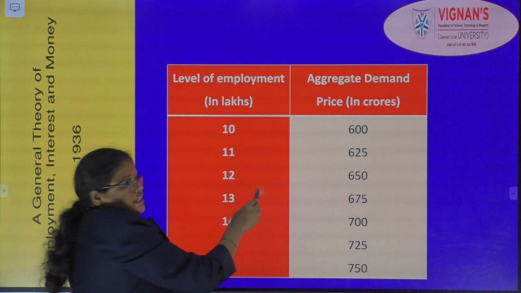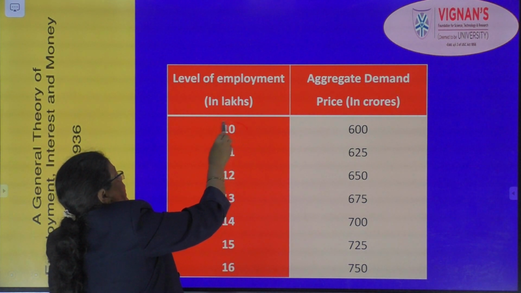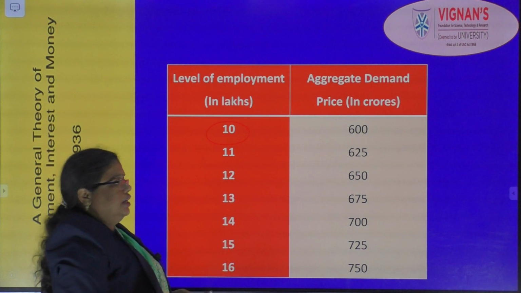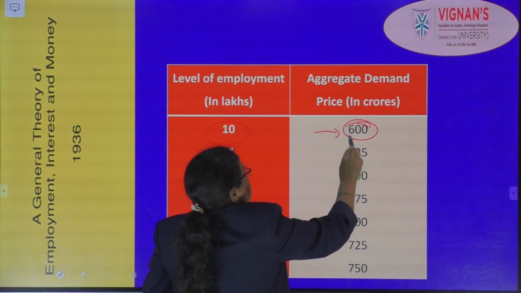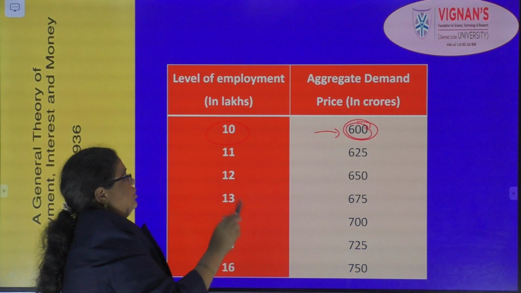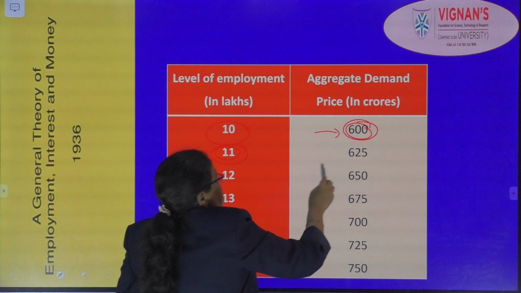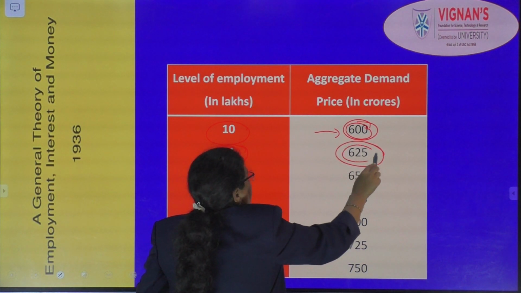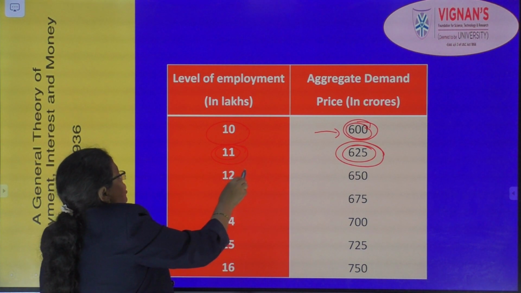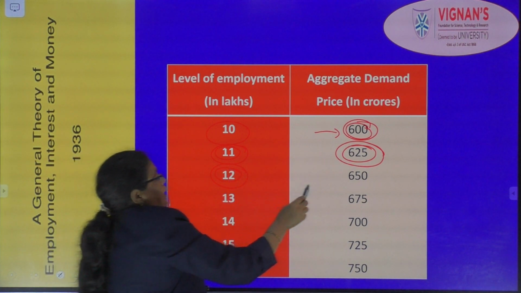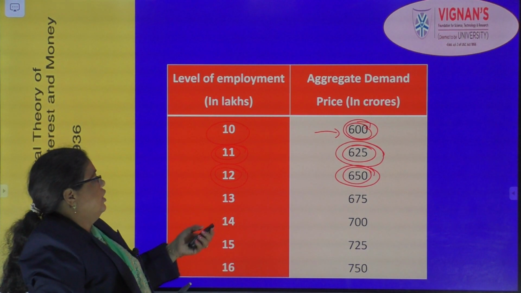Level of the employment is in lakhs, aggregate demand price is in crores. Suppose 10 lakhs employment generation is there, we are getting 600 crores production. Suppose 11 lakhs employment generation is there, we are getting 625 crores. At the level of 12 lakhs employment generation, we are getting 650 crores, and so on.